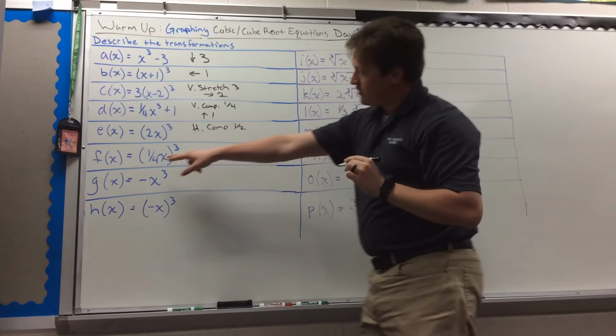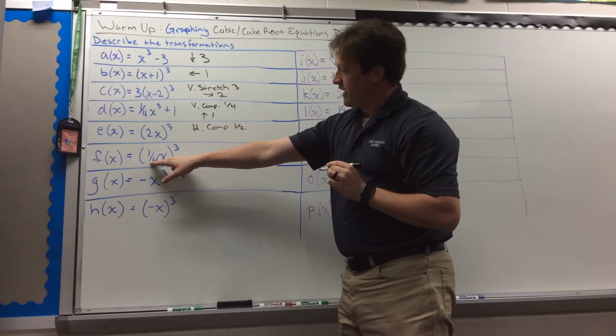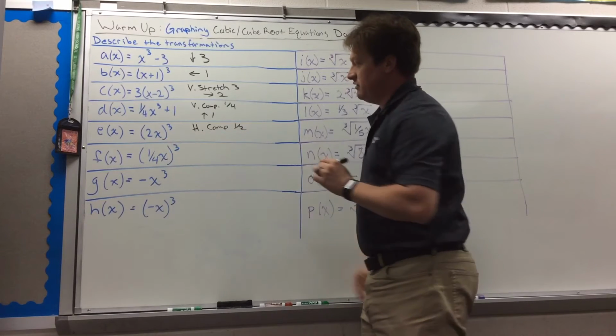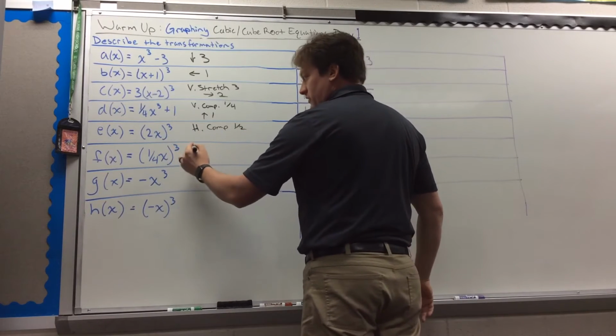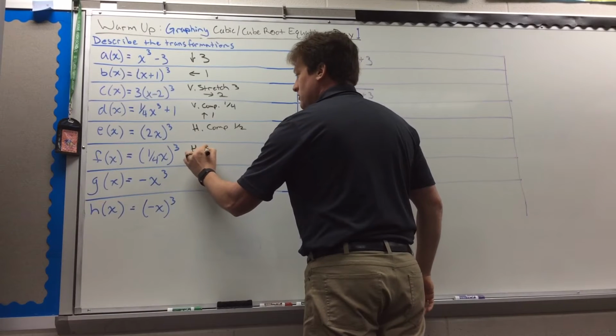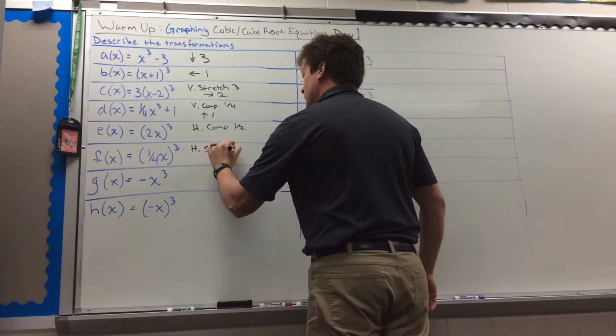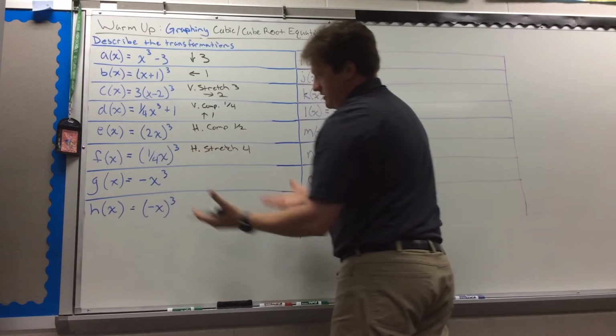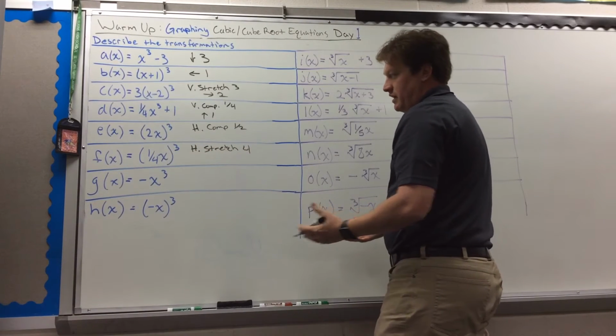So if I see a fraction in here, a proper fraction for the B value, 1/4 x raised to the 3rd power, I'm going to flip that fraction, which is going to give me the number 4. That would be a horizontal stretch of 4. Nothing on the outside, so that's the only transformation that's going on.